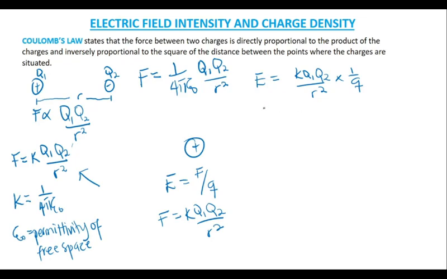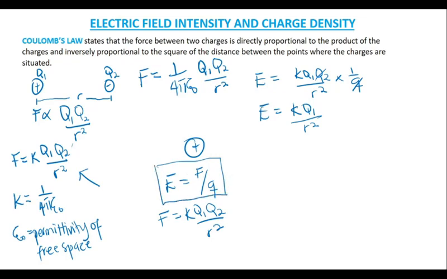If we further simplify this, one of the Q can cancel one of the Q over here because they are all charges. So the relationship for the electric field intensity is K Q1 over R square. It means the electric field of a particular charged body is just the constant K multiplied by the charge on the body divided by the square of the distance. The relationship between electric field intensity and force is this formula.